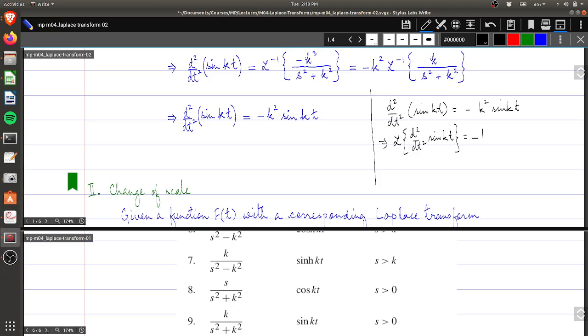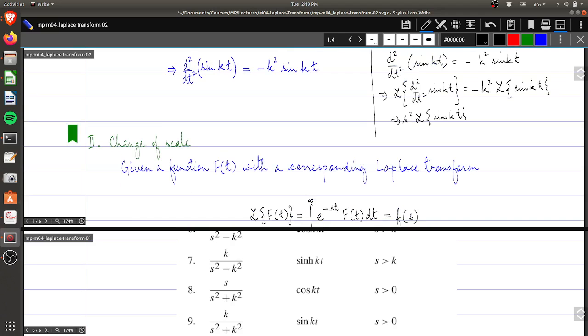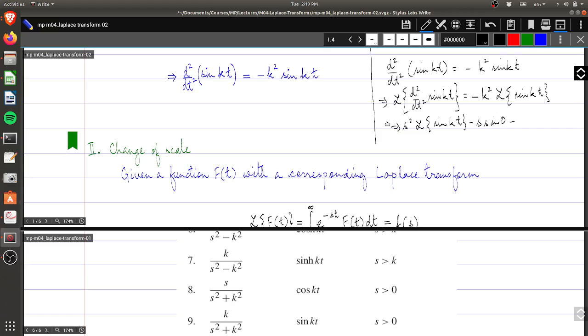So this will be equal to s square times the Laplace transform of sin kt, minus s f of 0, which is sin 0, minus k cos 0. This is equal to minus k square times the Laplace transform of sin kt. Now of course sin 0 will be 0, but from here we get the result, I can take this onto the other side.